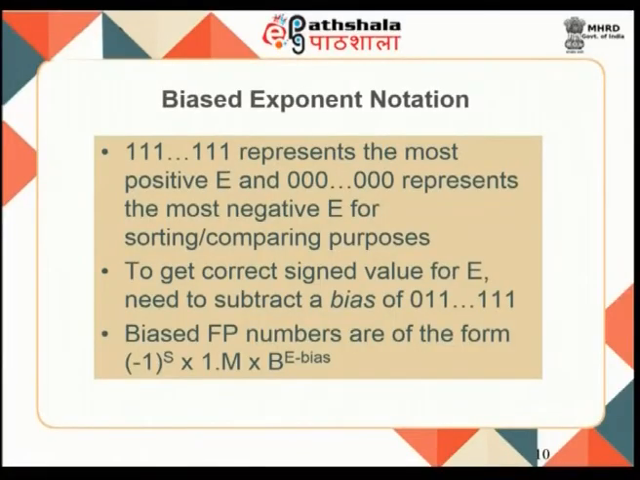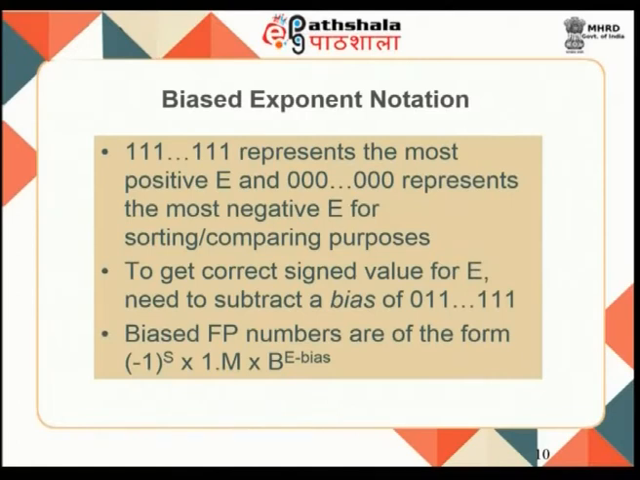So, that is why we go in for a biased exponent representation. And because we use a biased exponent notation, to get the correct signed value for the exponent, you need to subtract whatever bias value you added. So, biased floating point numbers are normally used, and they are of the form minus 1 power s into 1 point m into the base power e minus bias. E is the actual exponent value, and because you added the bias, you have to subtract the bias now.